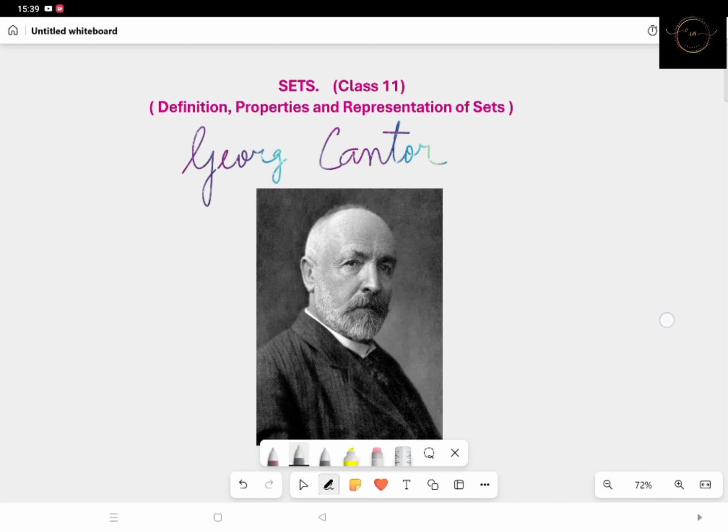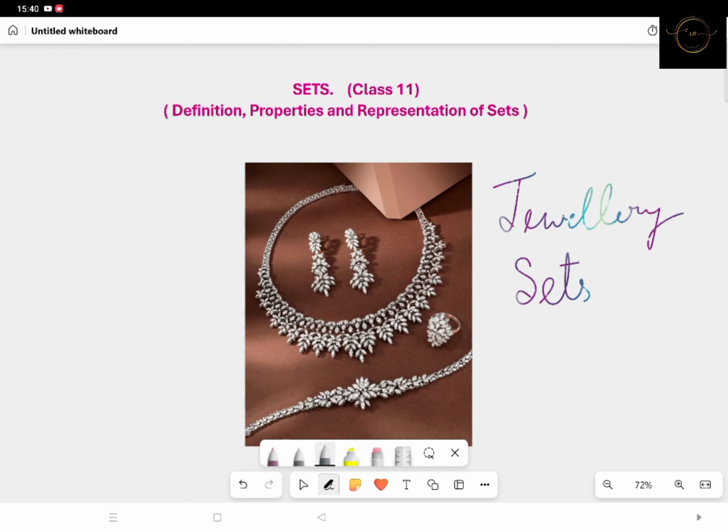Now, the word set has a very close connection with us, especially girls. How can you tell me? It's jewelry sets. When we go for any occasions or somewhere, we always look for our jewelry sets. Okay, so there comes the word sets.